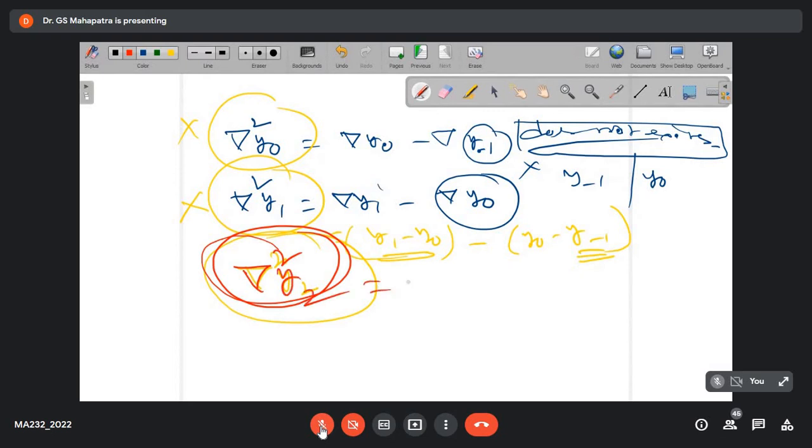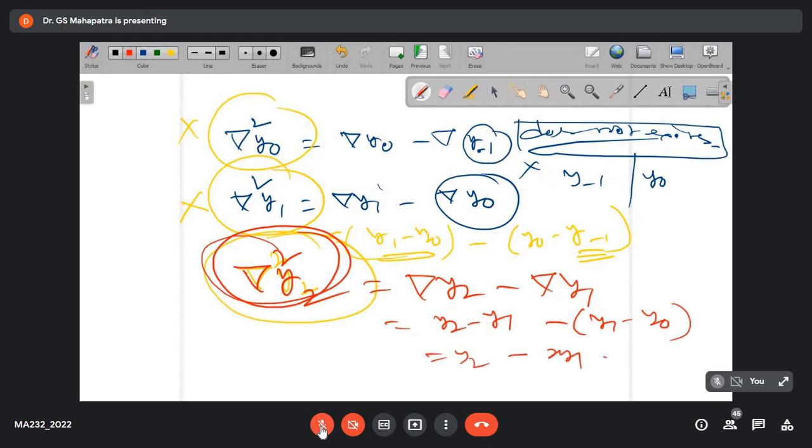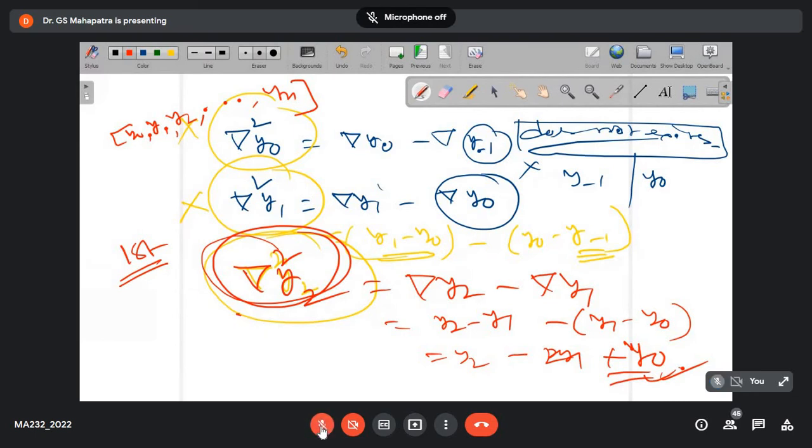So what is the answer? Nabla y2 minus nabla y1, that is y2 minus y1 minus (y1 minus y naught). That one we have already discussed: y2 minus 2y1 plus y naught. Yes, it exists, all the entries exist. So what is the first second order difference for the arguments starting from x naught and so on, that means the entries y naught, y1, y2, up to yn? The first second order backward difference is this one.